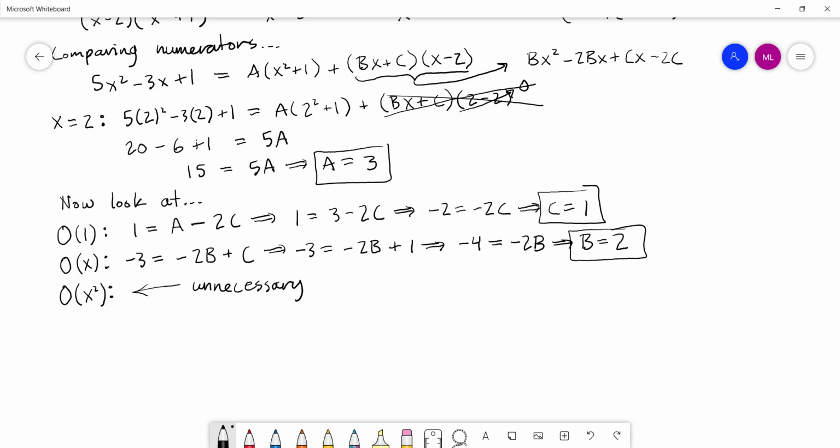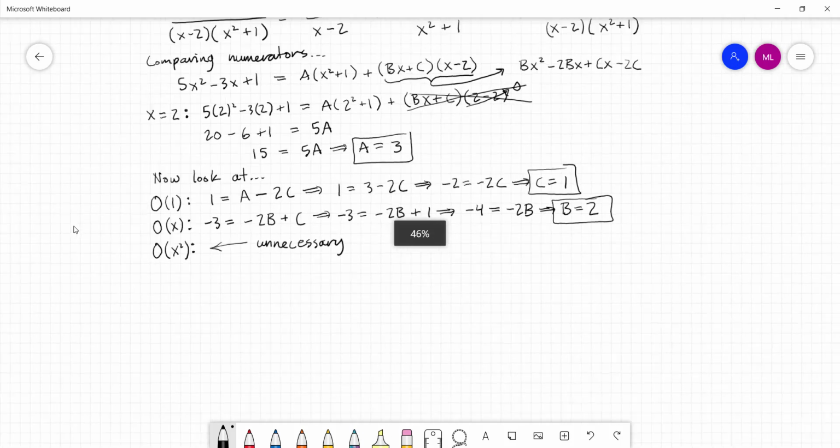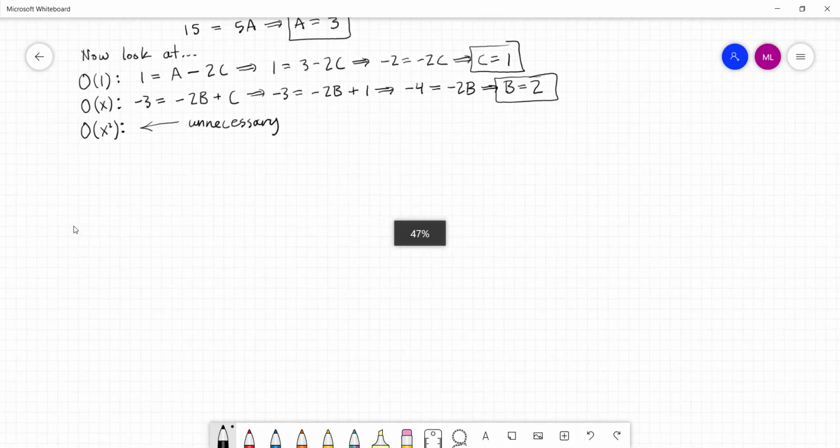And why is it unnecessary? It's unnecessary because we used this approach, plugging in a convenient value to find one of our numbers. So I had already used 3 equations. Here's equation 1, 2, and 3. So instead of having these be the 3 equations for my 3 unknowns, I used this equation as my first equation, and then just 2 more down here to get my total of 3 equations for my 3 unknowns. So we don't even need that order x squared one. We're good to go.